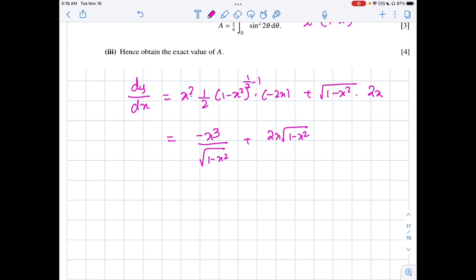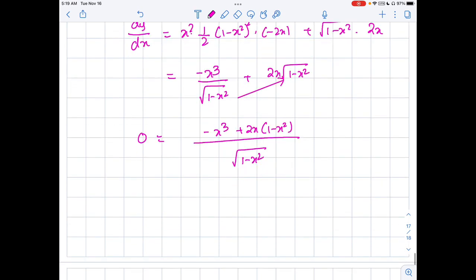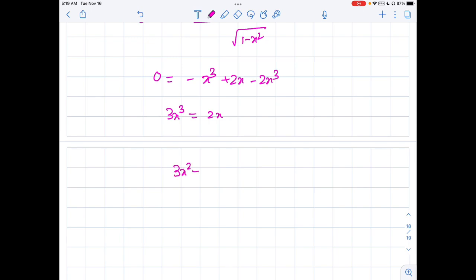This should be equal to 0. So 0 is equal to, making the common denominator square root of 1 minus x squared, minus x cubed plus 2x times (1 minus x squared). By cross multiplication, it becomes 1 minus x squared. So I get 0 is equal to minus x cubed plus 2x minus 2x cubed. So 3x cubed is equal to 2x. 3x squared is equal to 2, one x gets cancelled. x squared is equal to 2 upon 3. x is equal to square root of 2 upon 3.